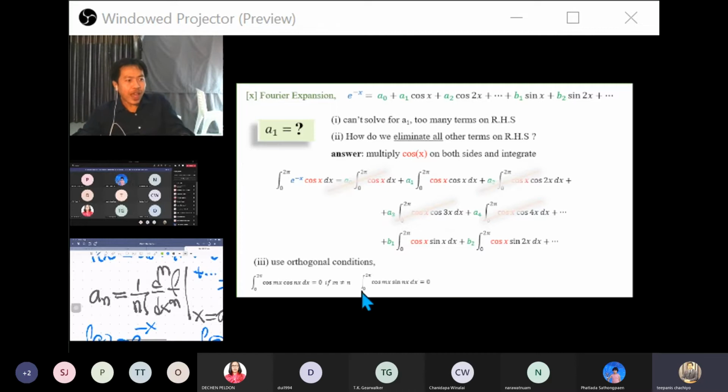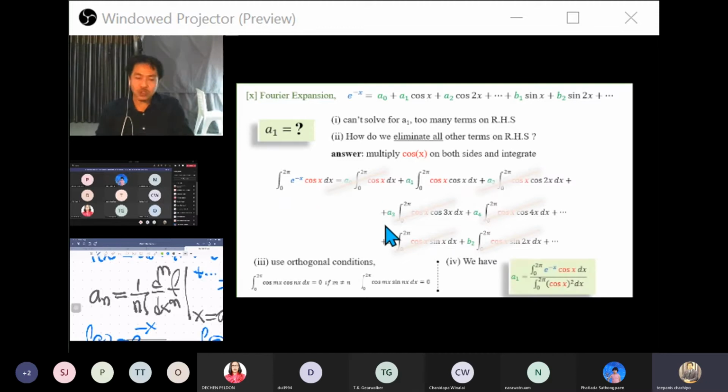So with that condition, the sine terms are gone, leaving only this term to survive the cancellation, and now we can just move this integration here to the left-hand side. You get this final answer, which is A1 is this top integration over the bottom integration. So that's how we kill the other terms.